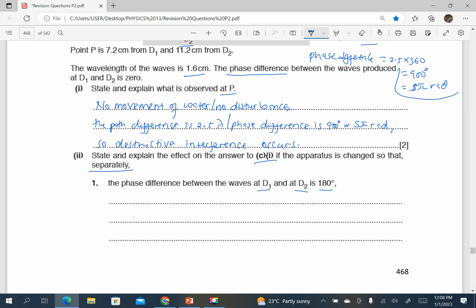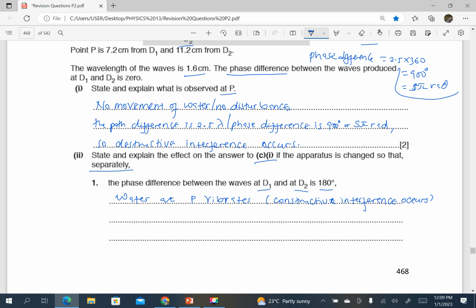So since path difference is 2.5, but one wave is initially half a cycle ahead of the other, then they arrive in phase. So water at P vibrates. What does that mean? Constructive interference has occurred. In other words, there has been a swap of positions of maximum and minimum.